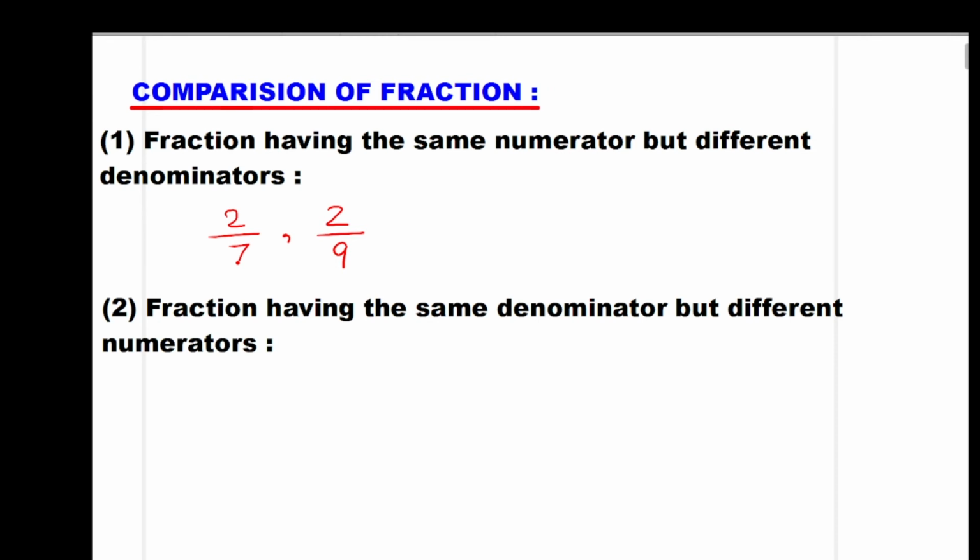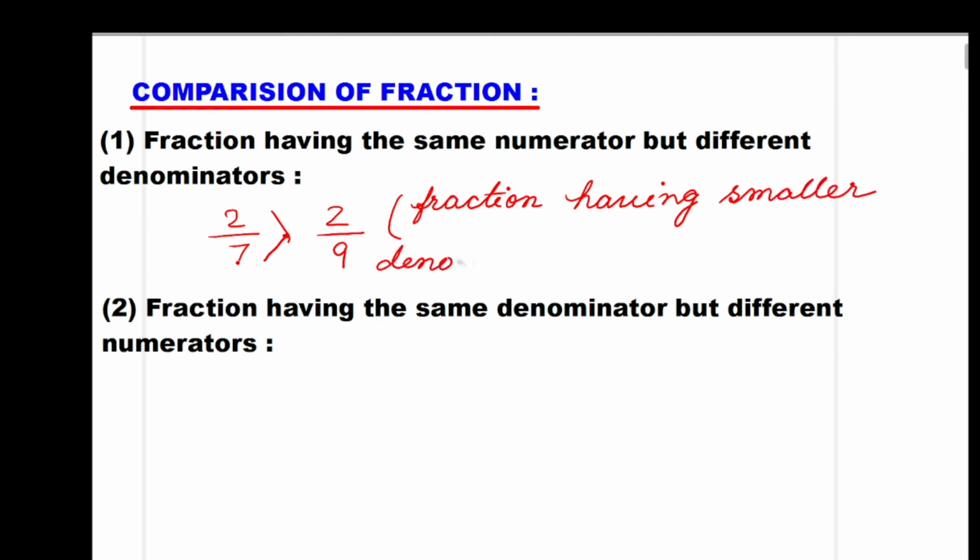How to write? This is greater because the fraction having the smaller denominator is the greater of the two. That means from the two, which has the smaller denominator? 7. That is why. Next, fractions having the same denominator.